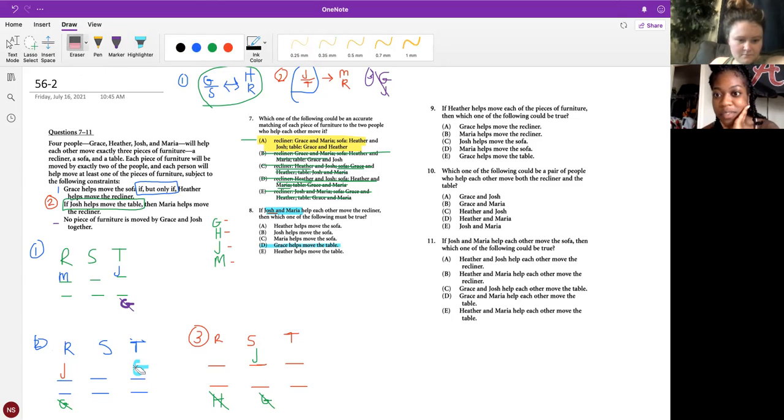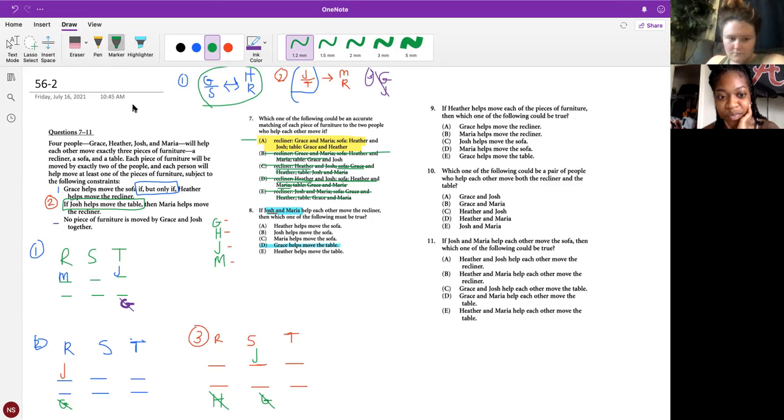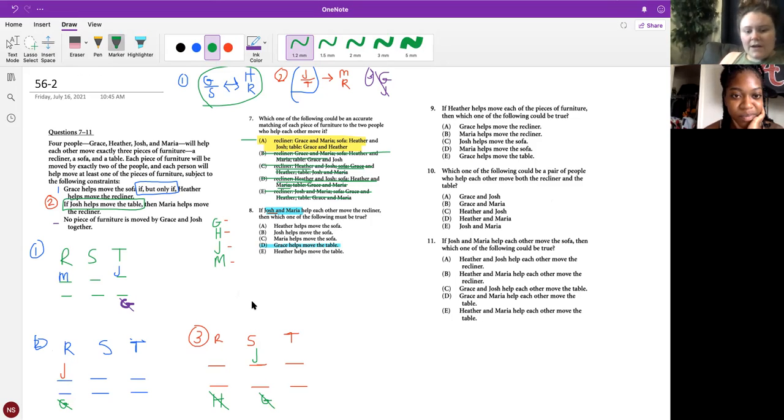If Heather helps move each of the pieces of furniture, then which one of the following could be true? So it won't be world 3. Excellent. So we're in 1 or 2. I think it could be either of those. So this one, I would just make a quick diagram. And I would put if H helps with all of them.